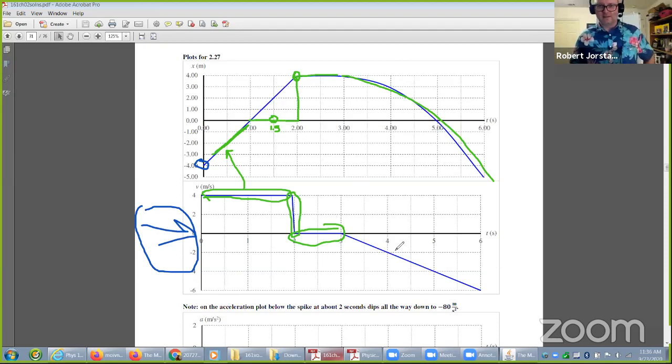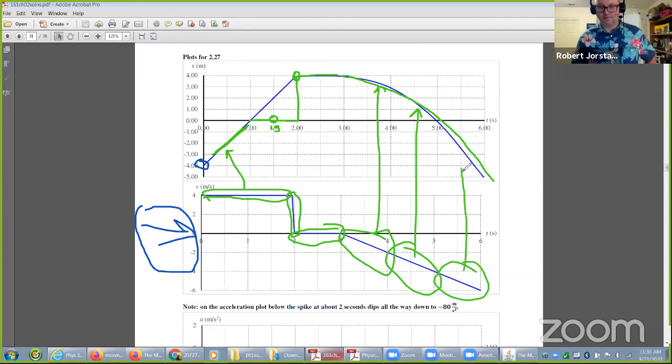Again, you can see here, there's a negative slope. Then there's a larger negative slope. And then an even larger negative slope. So that's how you go from the VT to the XT. You're looking at the slopes and you're looking at the changes.